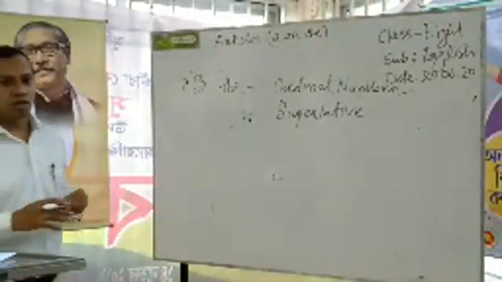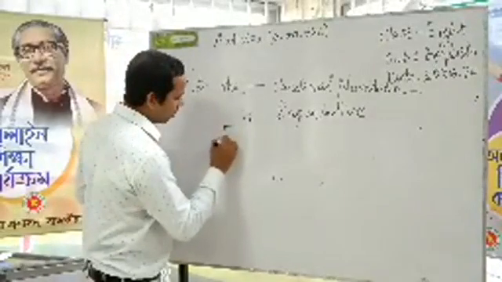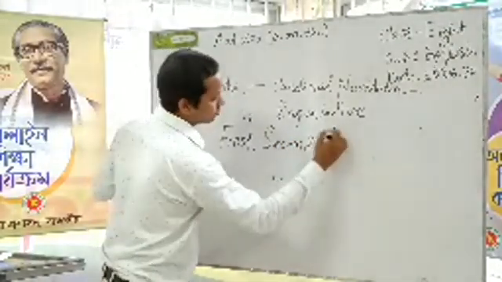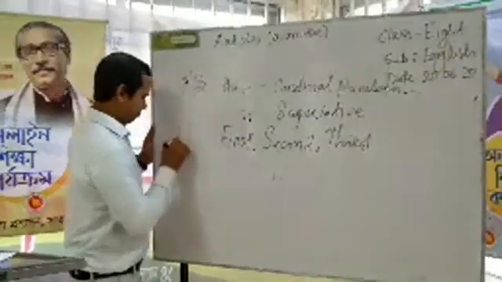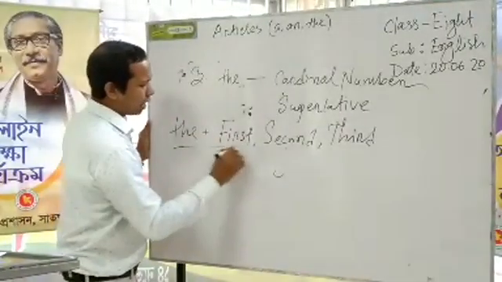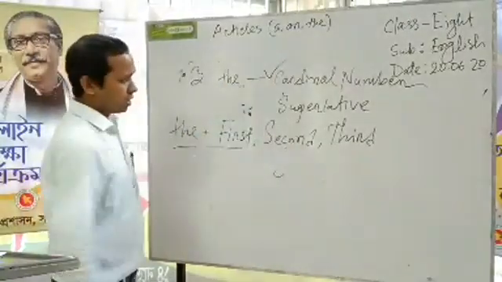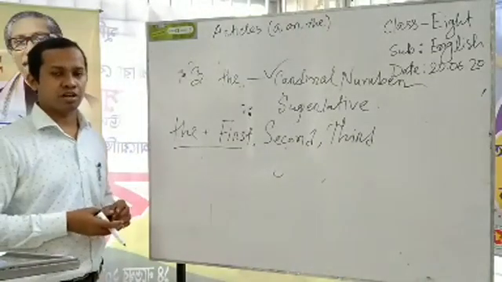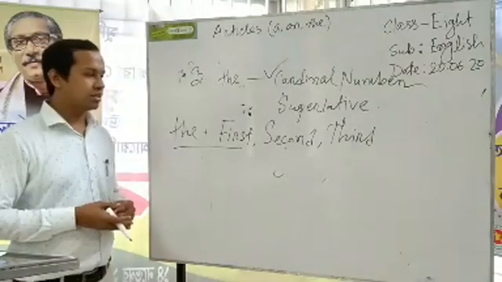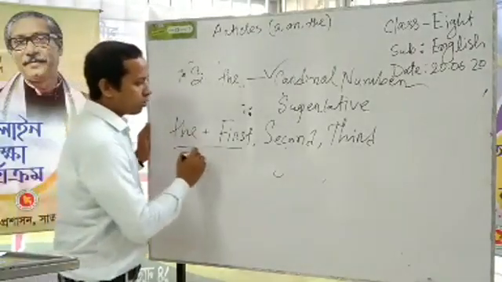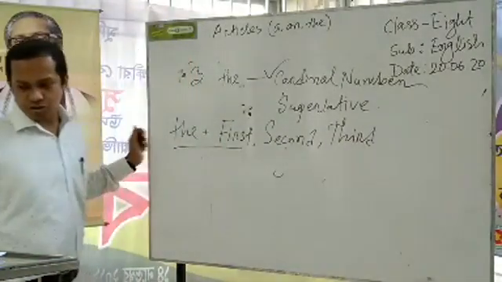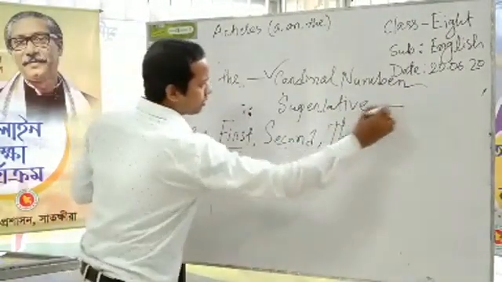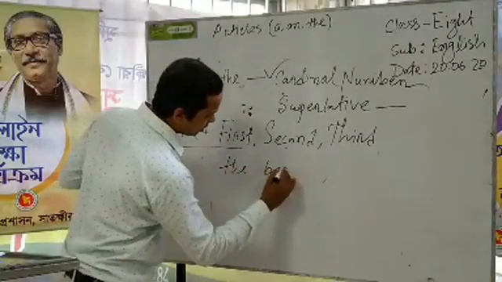Cardinal numbers we use in short form like first, second, third. All of them will have the with this cardinal number. From the beginning of 1 to 100, we will say the first, second, third, fourth, fifth, sixth, 7, 8, 9, 11, 12, etc. This cardinal number will always have the article. Next one, superlative. Like in superlative, we will use the best.